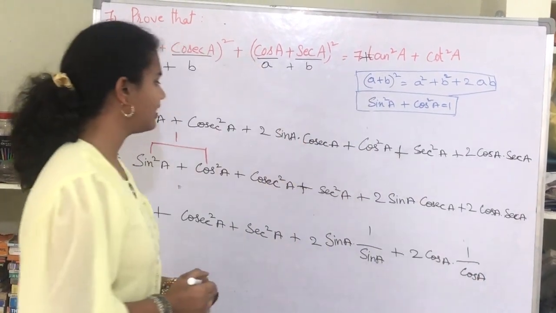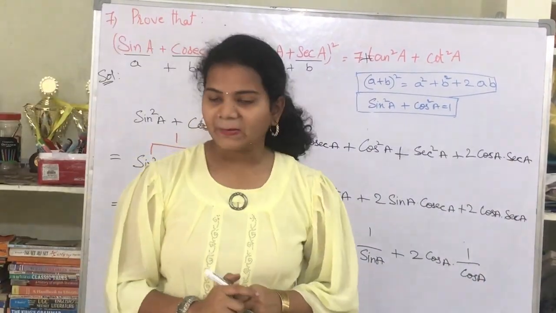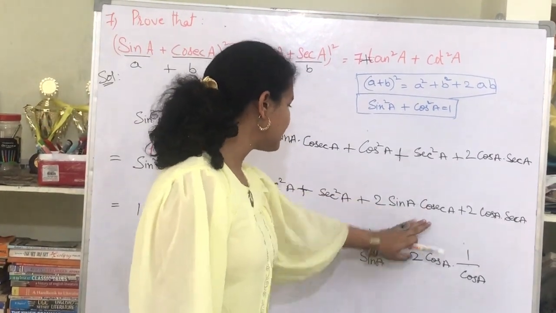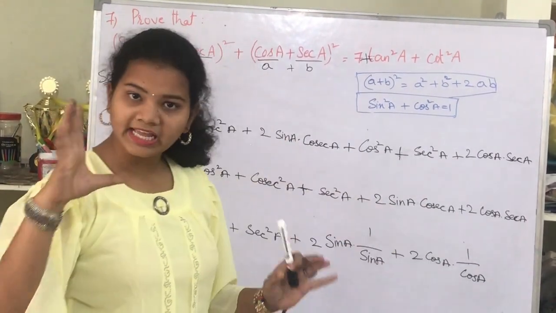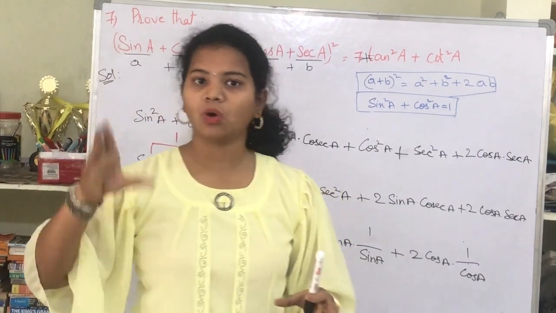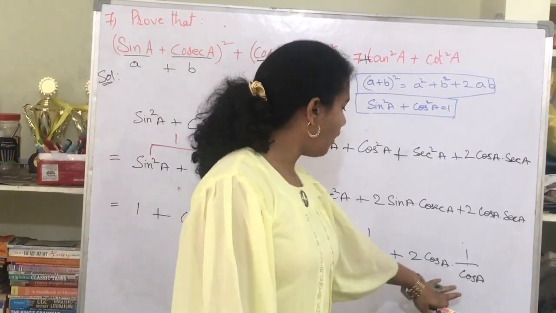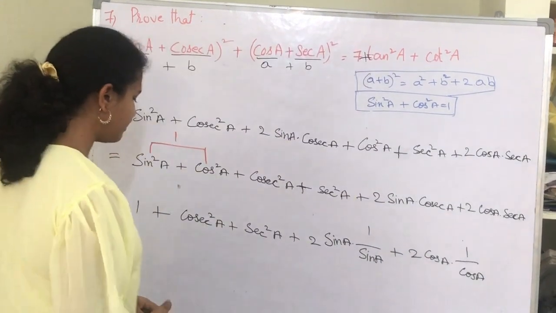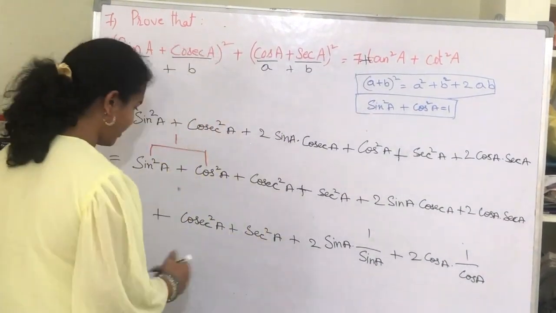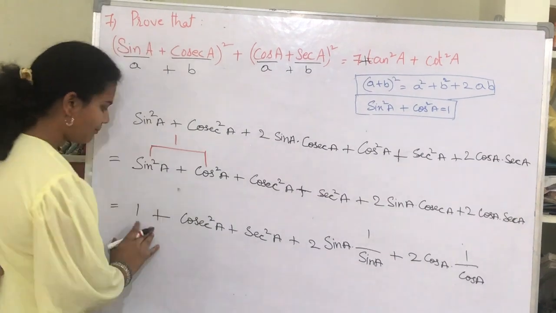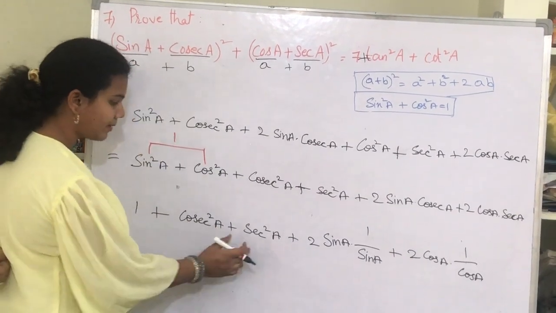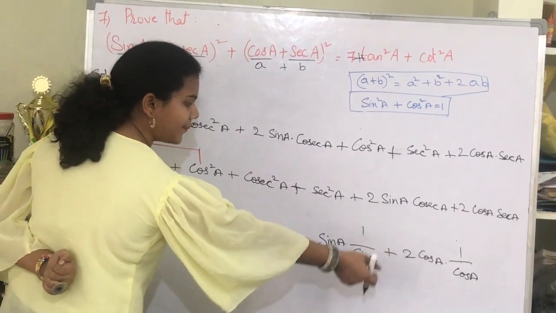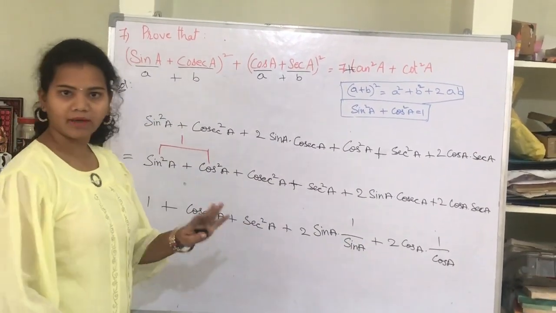Okay, here we know that cosecant theta equals 1 by sin theta, thus here I have written cosecant A as 1 by sin A, and secant theta equals 1 by cos theta, thus I have written 1 by cos A. Now just take a look, we got 1 plus cosecant square A plus secant square A plus 2 sin A into 1 by sin A plus 2 cos A into 1 by cos A.